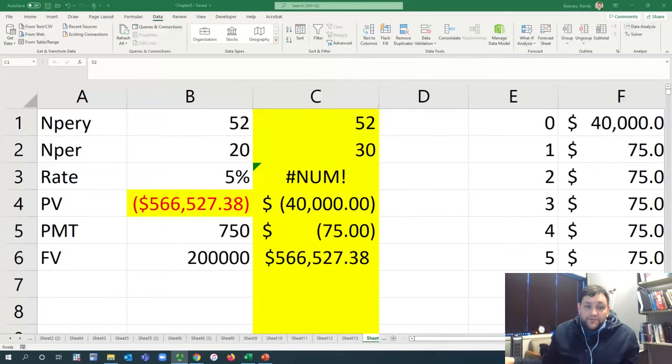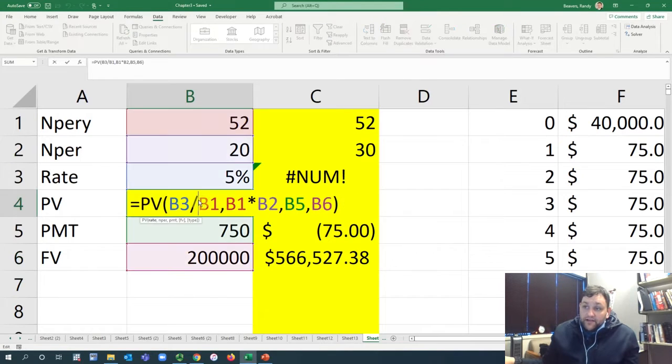Okay, so this video will describe issues with the rate function and how to circumvent them. In this particular problem, we have weekly payments of $750 that we're going to receive for 20 years in retirement. We'll have a 5% rate of return in retirement. And at the end, we'll still have $200,000 left in the account.